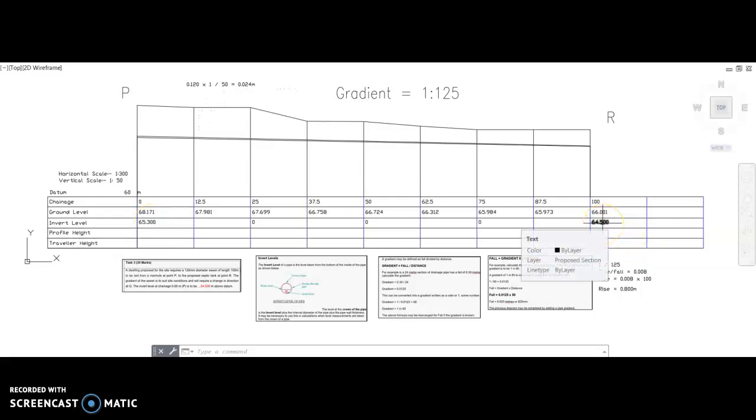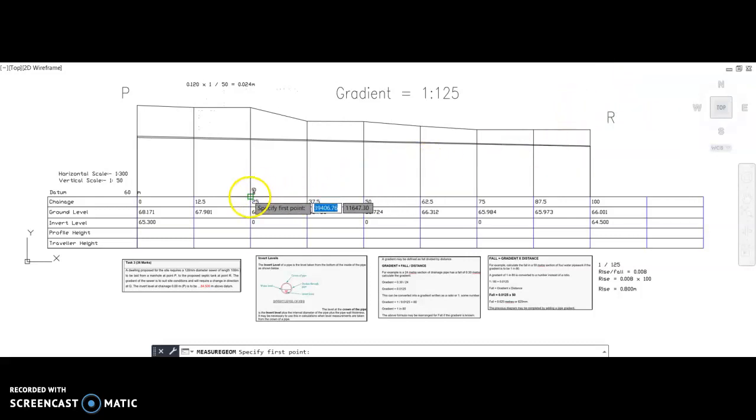Another useful purpose of a long section is that very quickly we can get a very good estimate as to invert levels anywhere along this line, because if you have a ruler or a scale ruler and you know that your datum line is 60, you measure up from your datum line. We're going to do this at every 25-meter interval because we want to know the invert levels at every 25-meter interval for volume calculations. I'm going to use the distance tool and you are going to use your ruler.